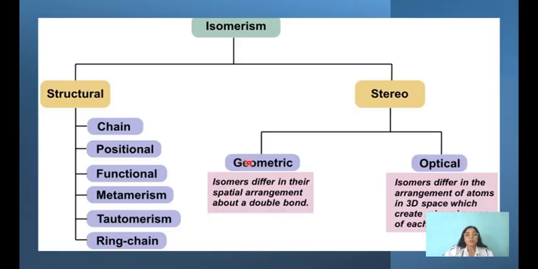Geometrical isomerism is seen in compounds which have a double bond. In these isomers, they differ in the spatial arrangement of atoms. What is optical isomerism? In optical isomerism, the isomers differ in the arrangement of atoms in 3D space and they create mirror images of each other.